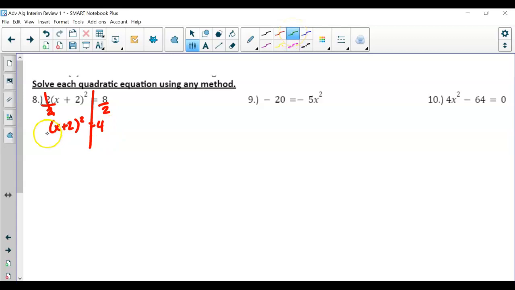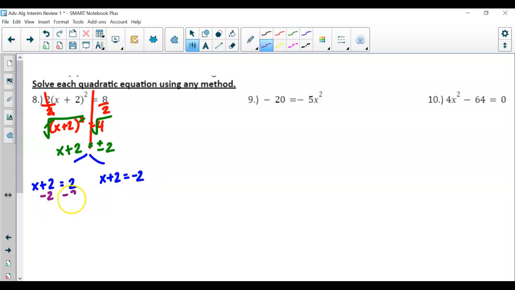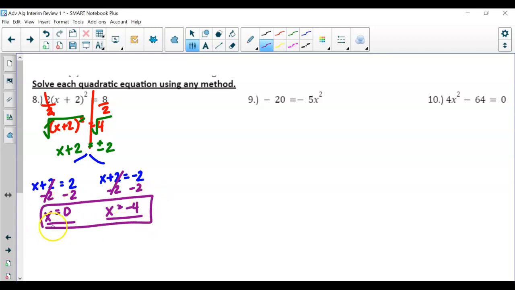Now, can we take the square root? Yes, take the square root. So canceling out, you've got x plus 2 is equal to plus and minus 2, from the square root of 4. So now you've got your two equations to set up. You've got x plus 2 is equal to 2, and x plus 2 is equal to negative 2. So now when we're solving for x, we're subtracting 2 from both sides of the equation. So we've got x is equal to 0, and x is equal to negative 2 minus 2, which is negative 4. So we're saying that these are the two x-intercepts, 0 and negative 4.